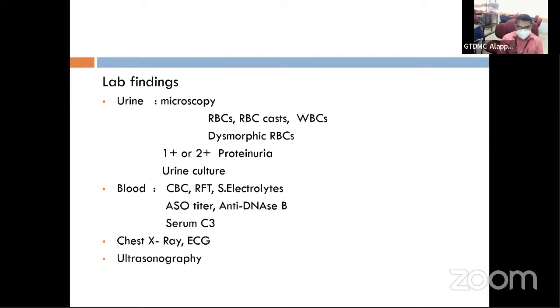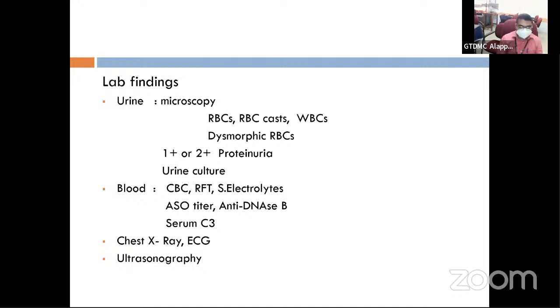And look for proteinuria also. 1+ or 2+ proteinuria, that is, abnormal range proteinuria, can be there along with the hematuria. 3+ or 4+ proteinuria is called nephrotic range proteinuria. Here in post-streptococcal glomerulonephritis, 3+ or 4+ proteinuria is very rare; it is an atypical presentation. And urine culture is to rule out a urinary tract infection, especially cystitis, urethritis, or pyelonephritis.